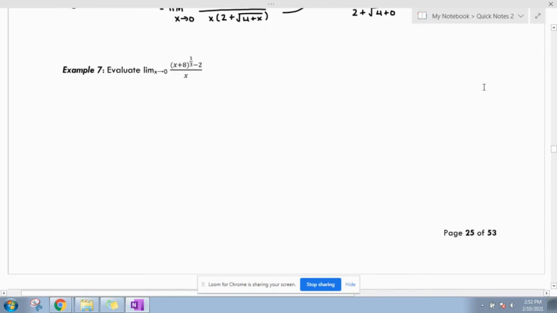For example 7, it asks you to evaluate the limit as x approaches 0 of ((x plus 8) to the exponent 1/3, minus 2) all over x. Now, in many cases, this is the first time that you've seen a fractional exponent, and that's going to cause us a problem, but don't worry, we're going to get through this. We'll start off again by doing a direct substitution, just to make sure that if we don't get indeterminate form, then we can avoid all the stuff that we need to do.